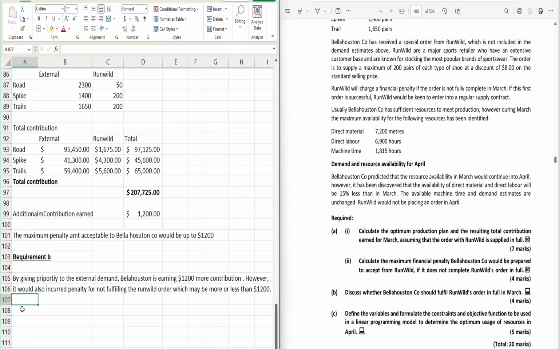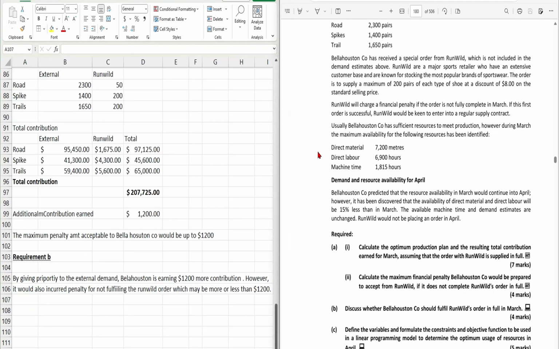But one more thing, if you have read the question, it has been given that Run Wild has a good customer base and holds the only branded product. So if you fulfill the Run Wild order, the customer will assume your product is of that brand. Like they will think that Run Wild sells only branded things, so this BellaHouseton shoe must be branded. Such an image will be built in the mind of the customer.